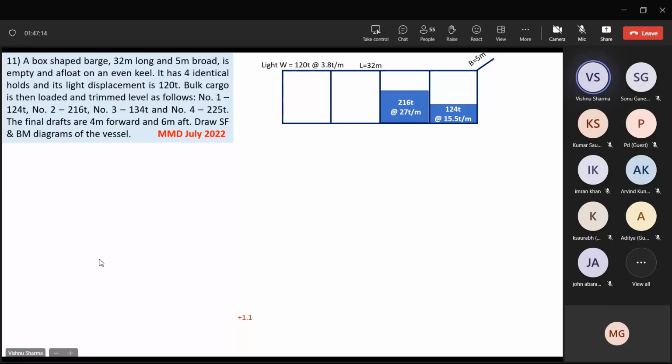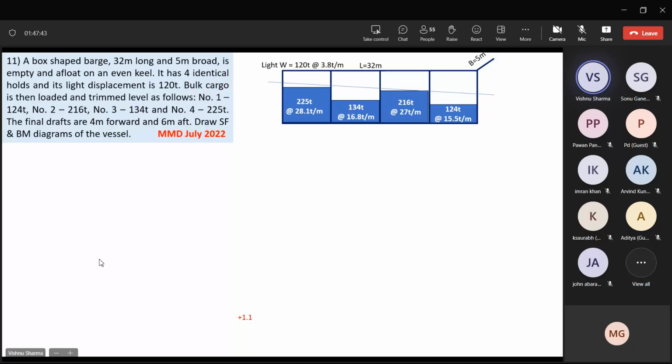216 tons, 27 tons per meter. 134 tons, 16.8 tons per meter. 225 tons. I have rounded off that to 1 decimal place in this question, but everything, I'll be working rounding off to 1 decimal place only. Because in any case, I'm not going to get exact things, so might as well simplify the working. So guys, up to this, any questions on the diagram, read the question and tell me.